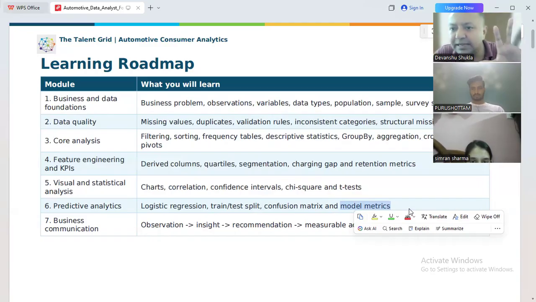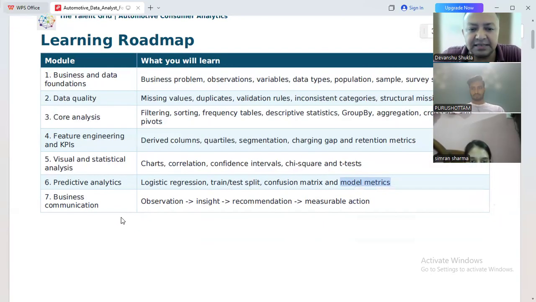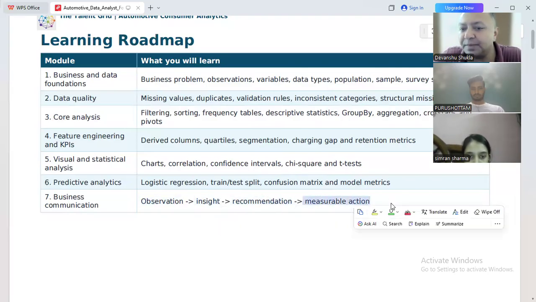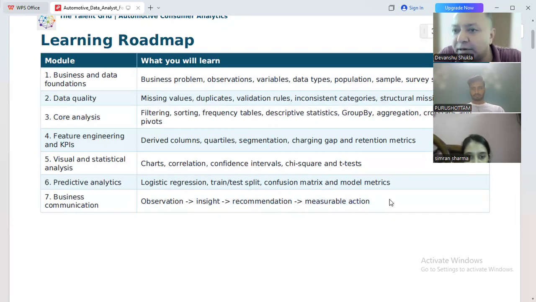Okay. So apart from data analysis, where we will do descriptive analytics and diagnostic analysis, we'll also do predictive analytics. And followed by last step, you will have business communication, which will be your prescriptive analytics, which means on the basis of your observation, what insights have you got? What recommendations are you making? And what measurable action would you want the automotive organizations to take on the basis of this study? Then they will be able to prescribe your recommendation. I believe this is clear. So this is the plan.